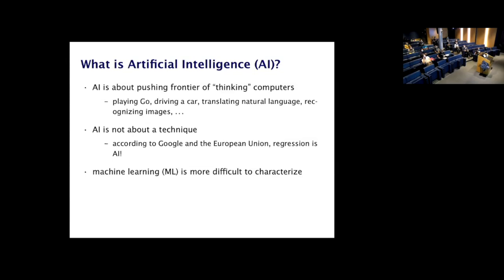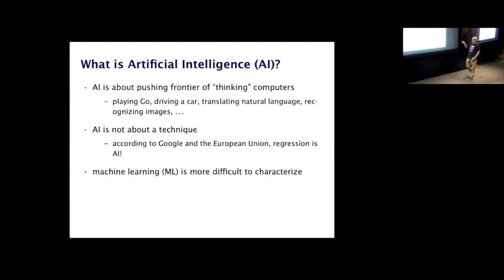So AI is really about thinking, playing Go, driving a car, that kind of stuff. It's not really about a technique. If you look at Google, they call regression AI, and the European Union, starting to regulate AI, literally includes just linear regression as a form of AI. So it's basically anything we do that interacts with humans.